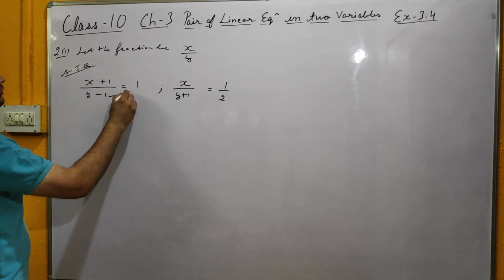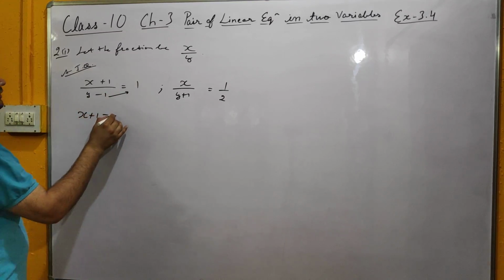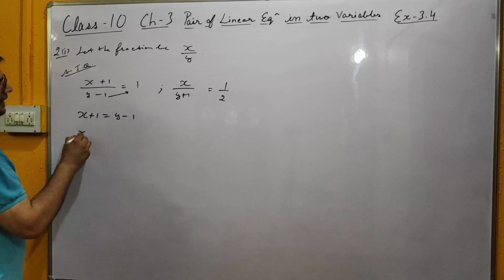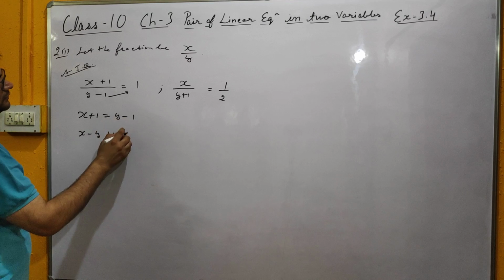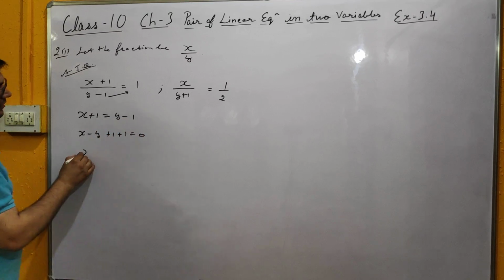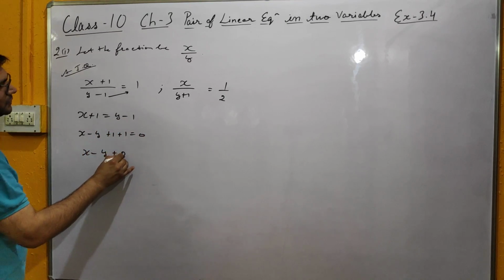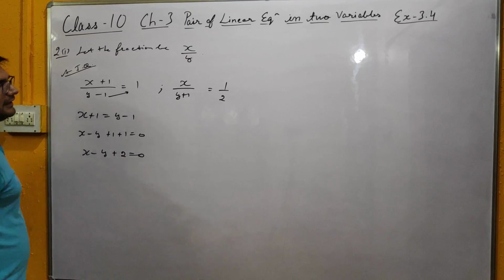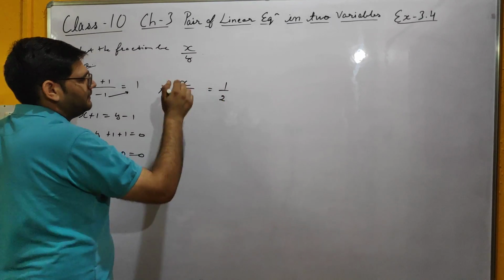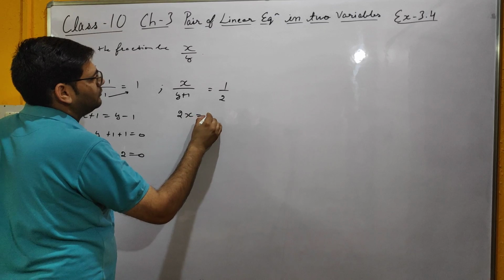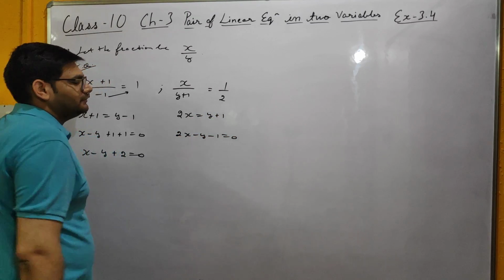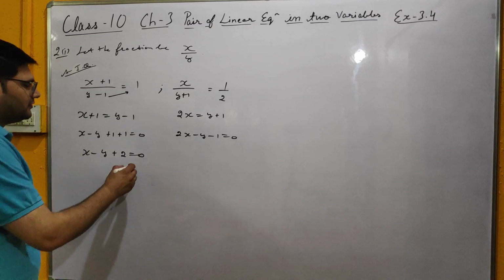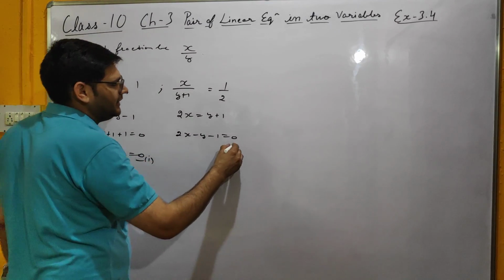Here simply just cross multiply. X plus 1 equals to y minus 1. X minus y plus 1 equals to 0. So x minus y plus 2 equals to 0. This again cross multiply. 2x equals to y plus 1. 2x minus y minus 1 equals to 0. Clear? So this is our first equation. This is our second equation.